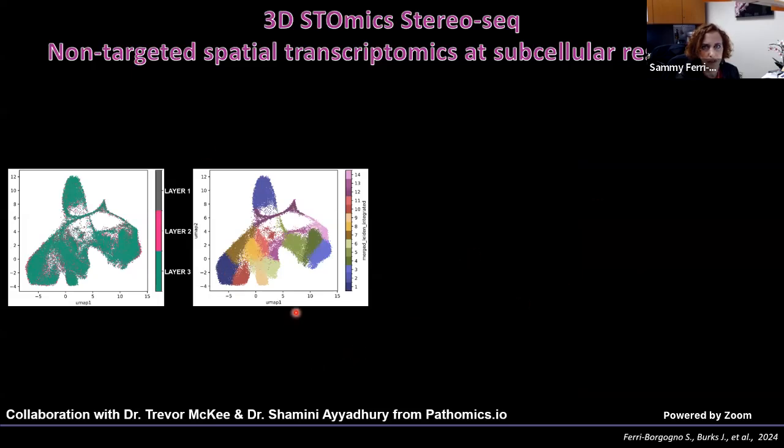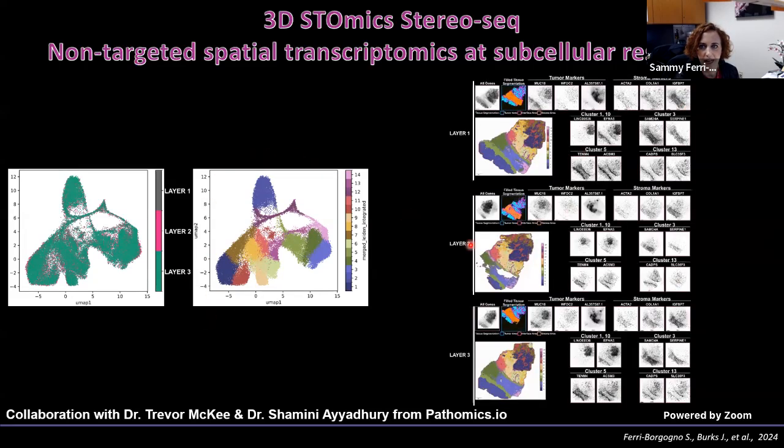So the data analysis for the Stereo-seq was performed in collaboration with Dr. McKee and Shamini from Patomics.io. So over here, you can see the UMAP summarizing the data. On the left side, you can see layer 1, 2, and 3 of our 3D stack. And you can see that actually, surprisingly, most of the data overlay quite nicely. And on the right side, you can see the latent cluster, the UMAP for the latent cluster analysis. So this is quite a bit of data and very overwhelming. So I'm going to focus only on layer 1, and you can look at the details of layer 2 and 3 from our recent publication.